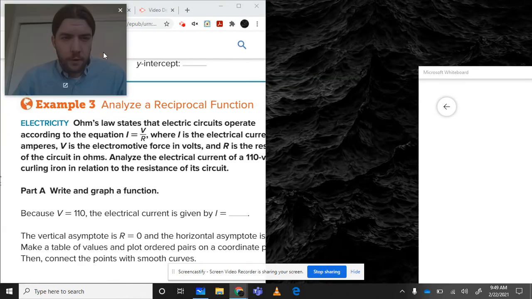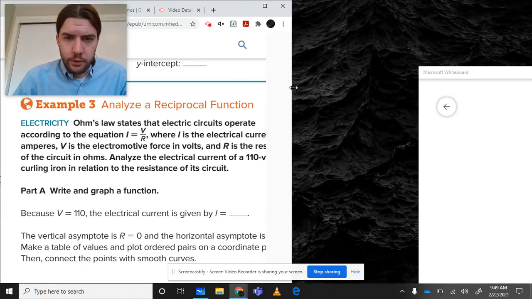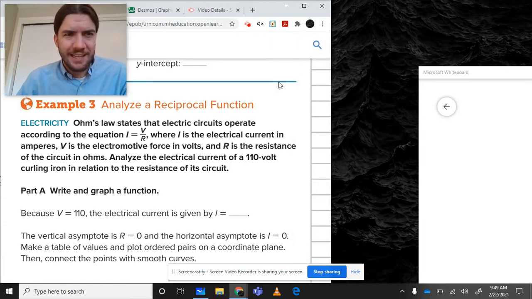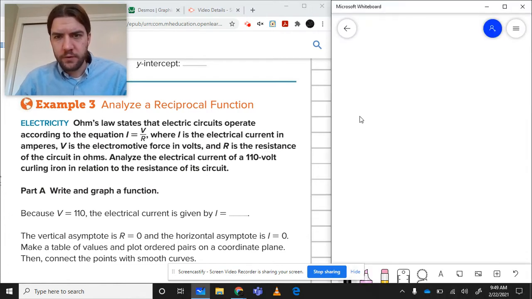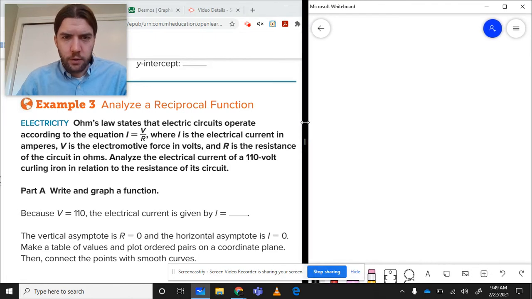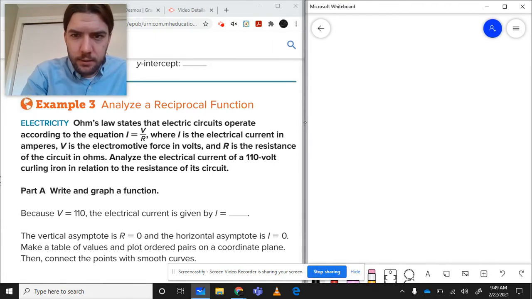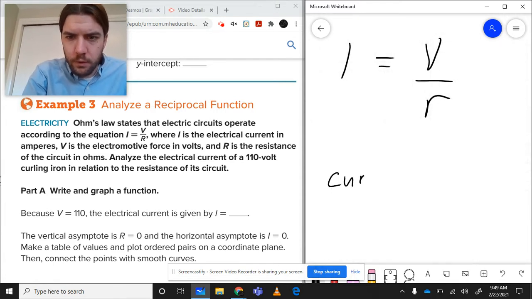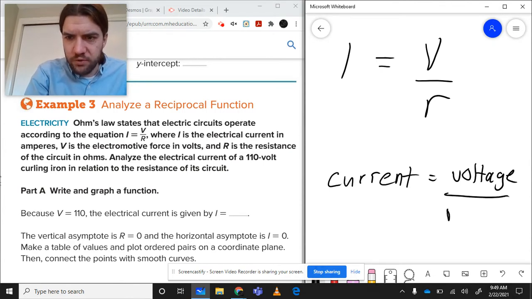Okay, example number 3 here has us analyzing a reciprocal function and using a very common example out of electricity. If you're studying electricity and currents in physics, you're going to deal with this reciprocal function all the time, which is I equals V over R. This stands for the current, which is what you get when you factor in two things, your voltage and your resistance.